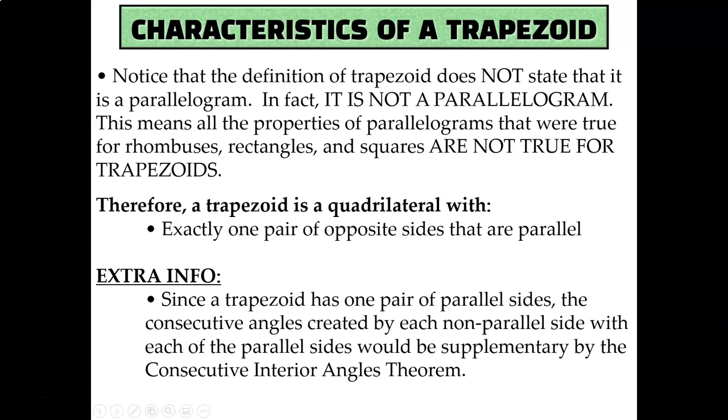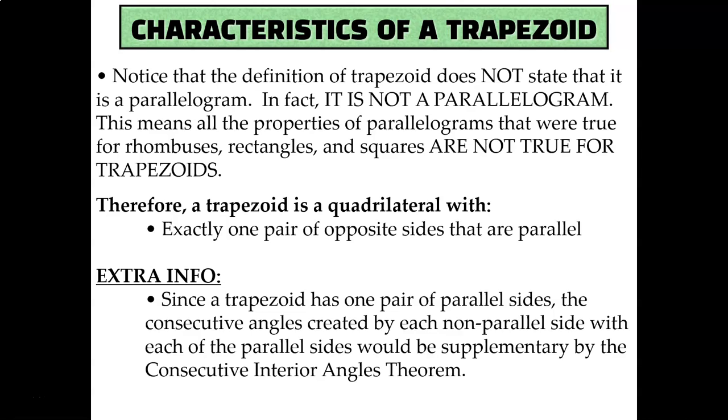All we know about trapezoids is that they have exactly one pair of opposite sides that are parallel. But we can add some extra information onto that. Because we have two parallel lines, we must have consecutive interior angles. So trapezoids also have two pairs of consecutive angles that are supplementary to each other. Those are the consecutive interior angles created by the parallel lines and the non-parallel sides of the trapezoid.